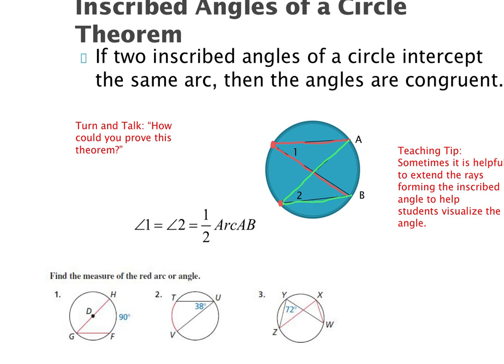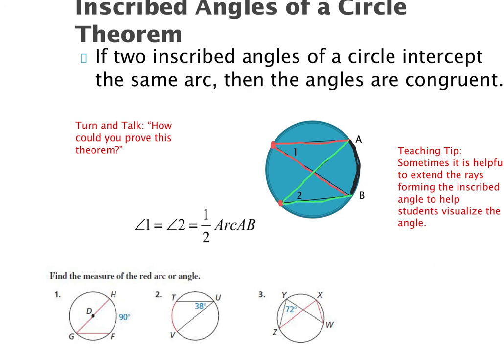Do you guys see how each of these form the arc AB? Do we see that? Yeah. So, angle 1 is exactly half the measure of the arc AB. Angle 2 is going to be also exactly half the measure of the arc AB. Yes? Because they both intersect at the same arc.